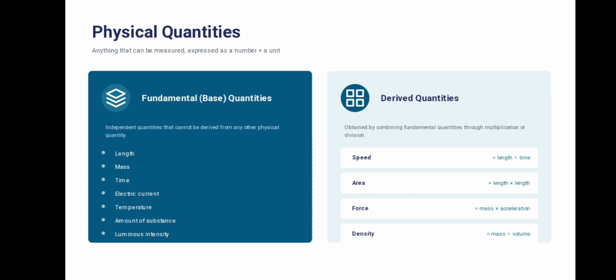In addition to these 7 base units, there are 2 supplementary units: the radian for measuring plane angles, the steradian for measuring solid angles. All other units, like the unit of force, the Newton, the unit of energy, the joule, or the unit of pressure, the Pascal, are derived units built from combinations of these base units.